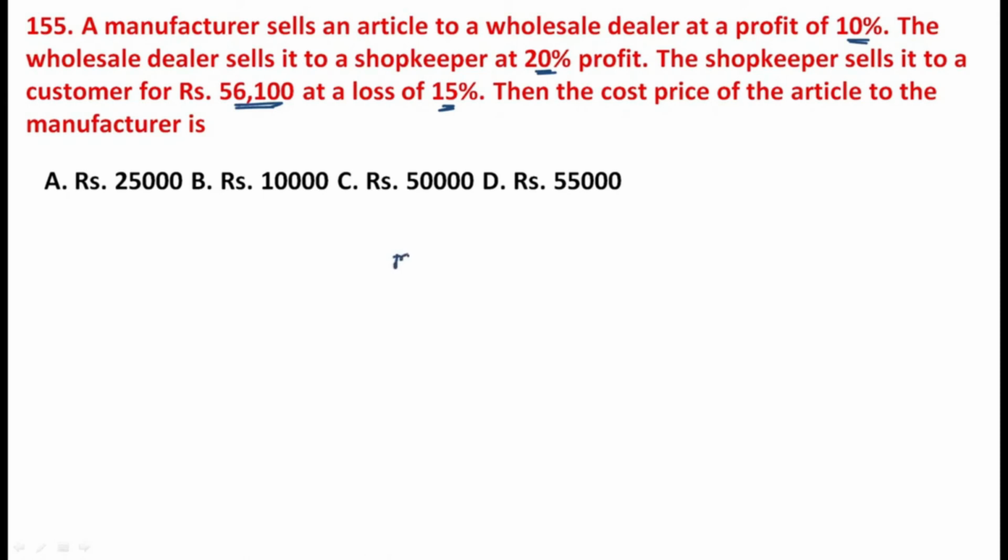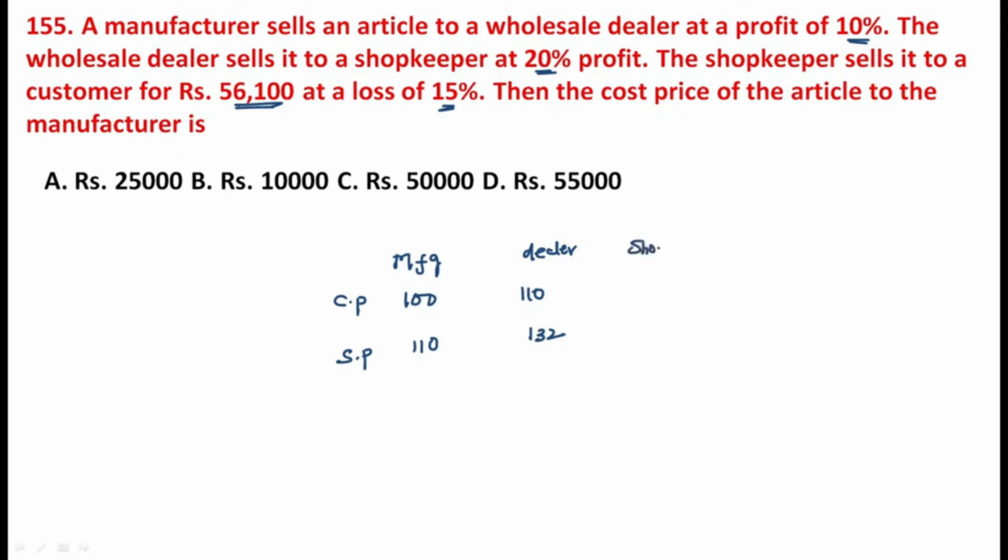The point number one. So I'm just taking it as a manufacturer. The cost price of the manufacturer I just consider 100 rupees. Now, the manufacturer sells at a profit of 10%, which means the selling price of the manufacturer is 110 rupees. The dealer's cost price is 110. And the wholesaler sells to the shopkeeper at 20% profit, so the selling price of the dealer is 110 plus 20% of 110, which is 22. Now it's a price of 132.